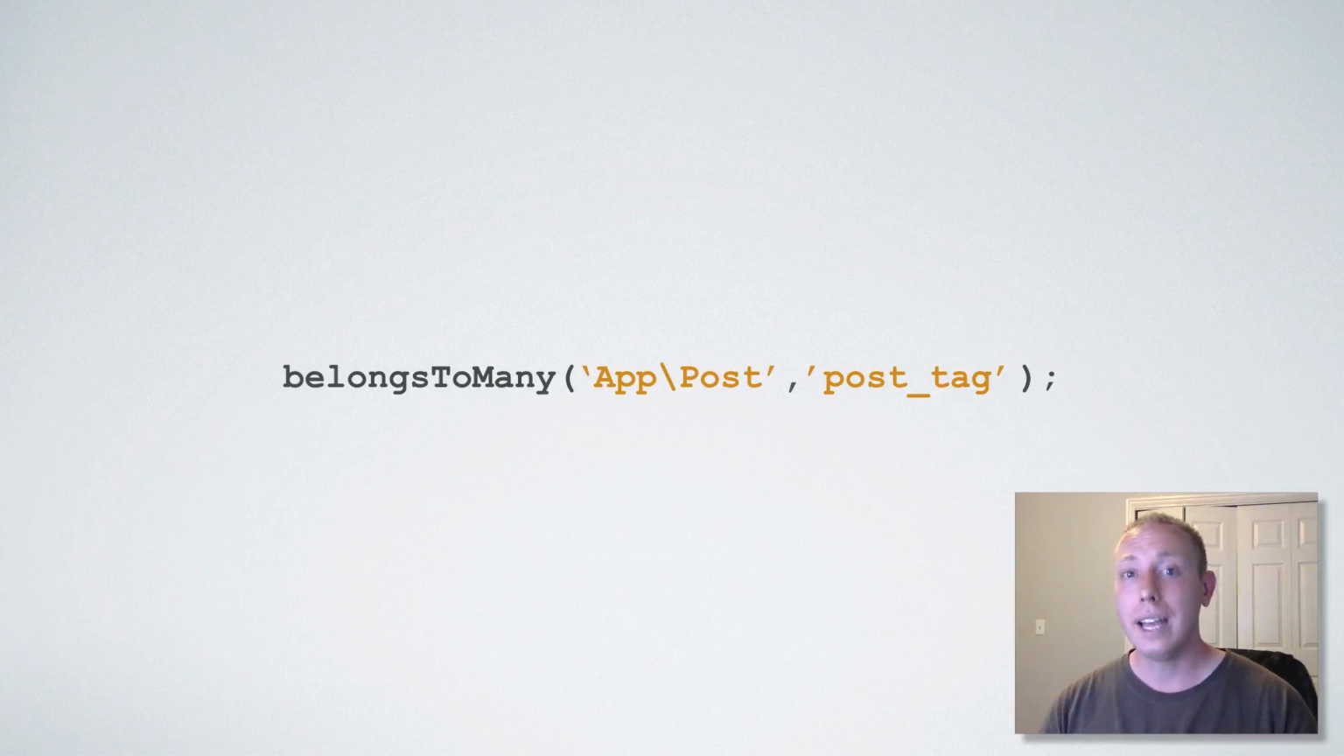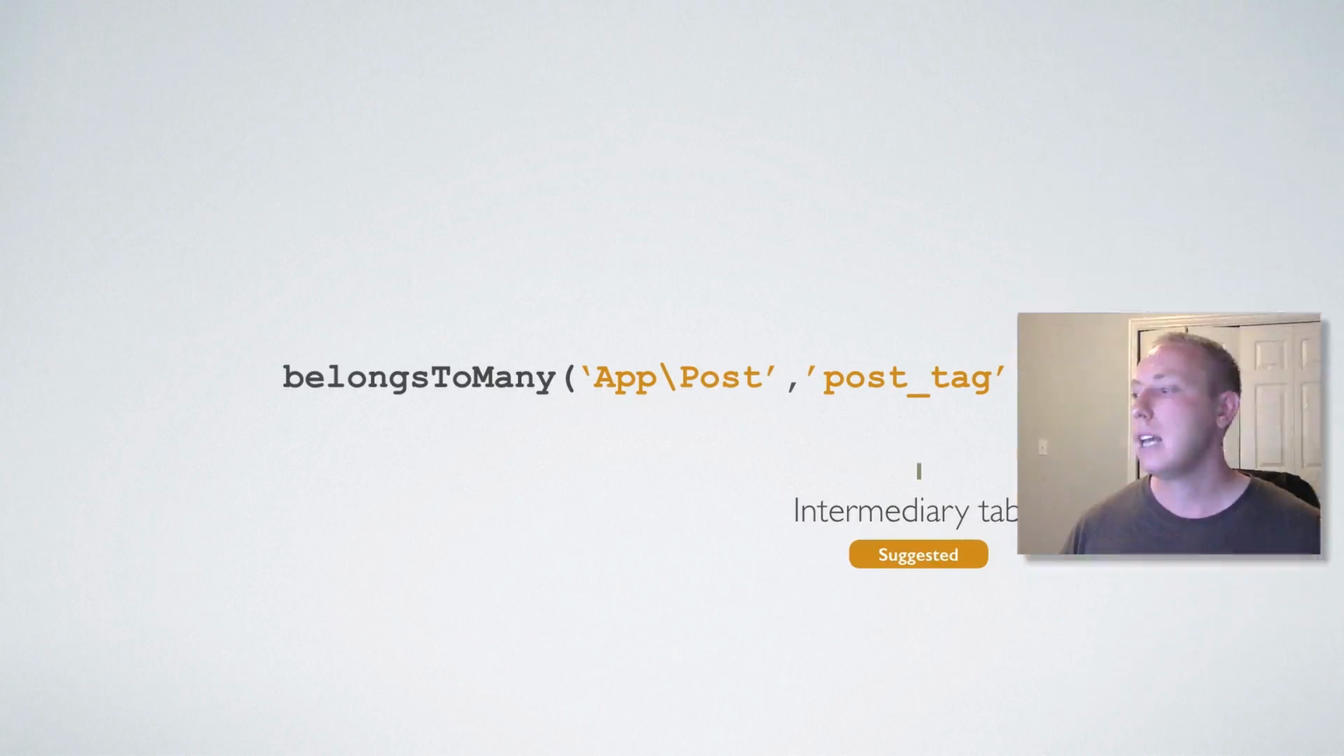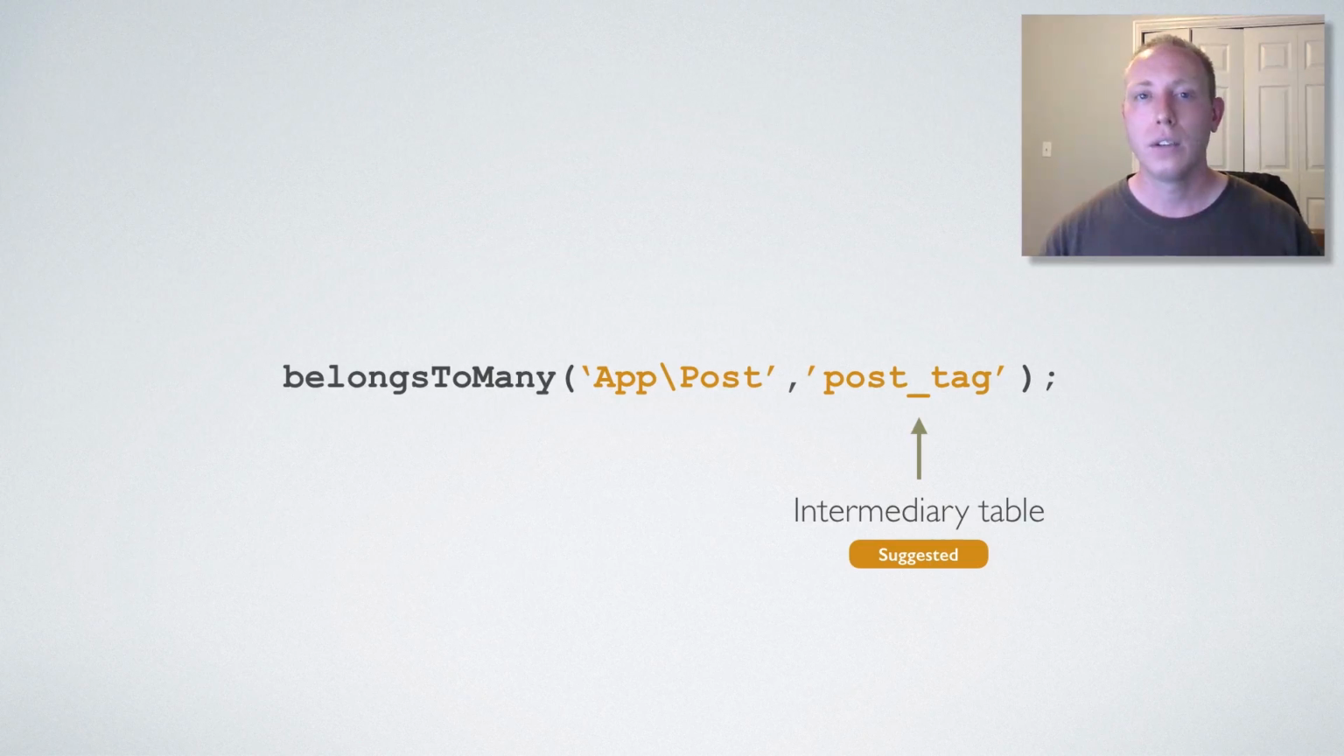If you are in another language and you want to customize that, you might want to manually tell it the name of the table, in which case you can define it here, okay? This is the intermediary table, and I do suggest doing this just in case you screw up. Sometimes people will mess up the naming structure. Maybe they do tag_post instead of post_tag. Laravel's expecting post_tag, and you accidentally do tag_post. That's why it's a good idea to add the intermediary table in there just to make sure Laravel knows what to look for.